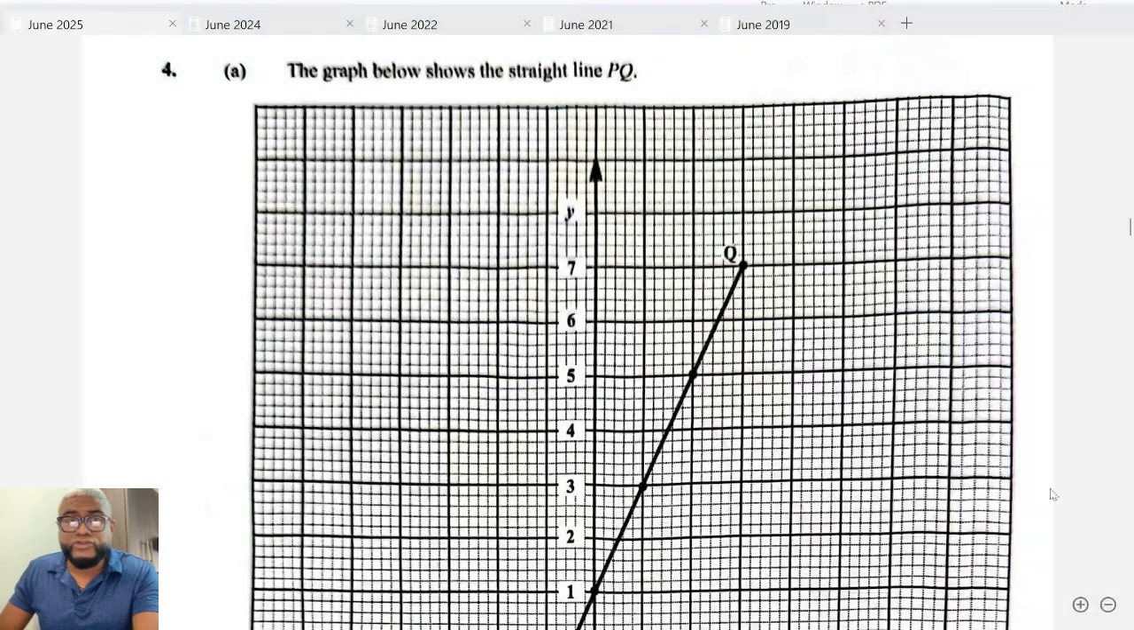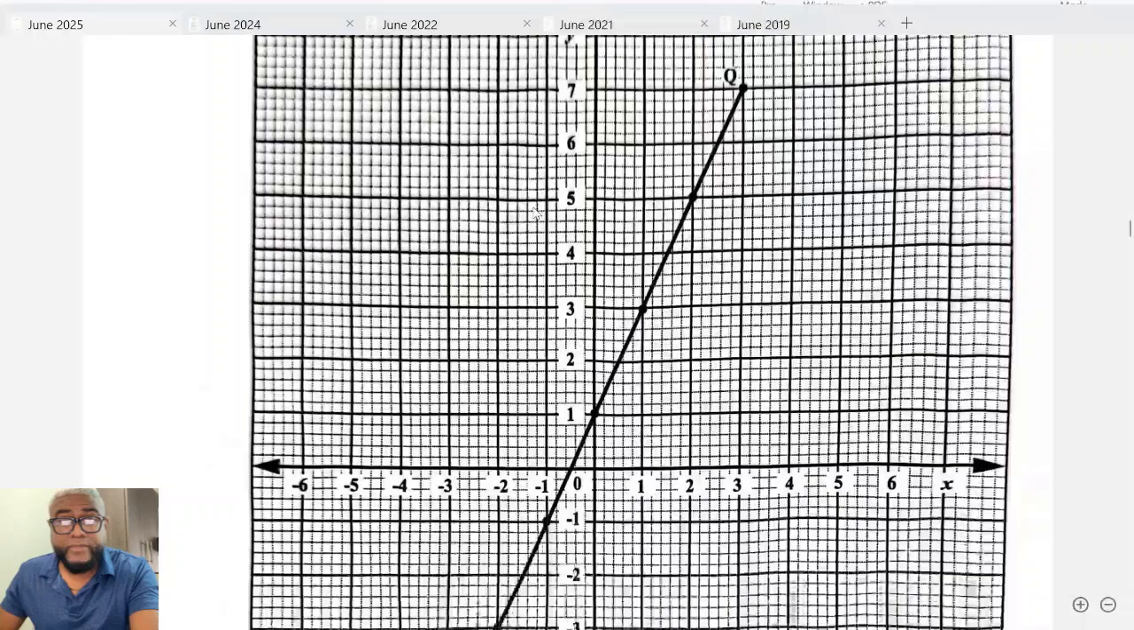June 2025, number 4. So let's analyze the question. The graph below shows the straight line PQ. So it's a line PQ. Let me check out this graph.